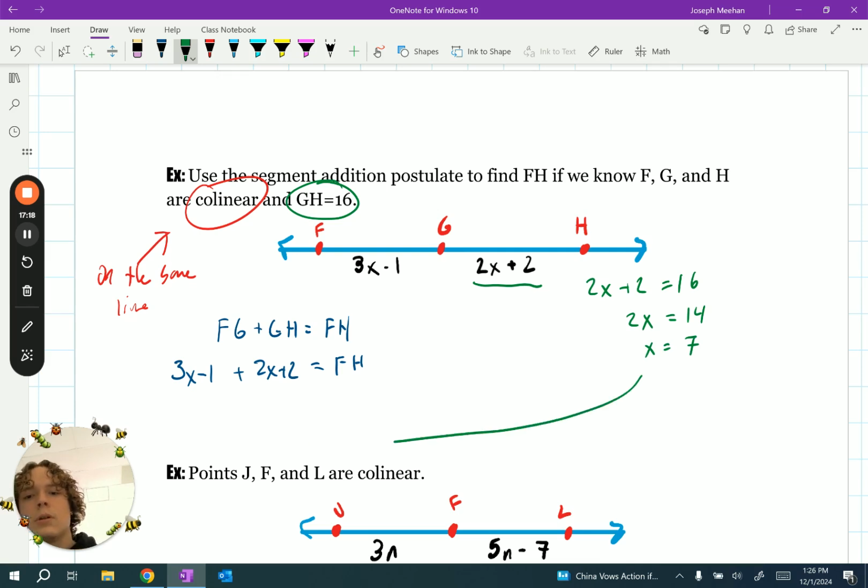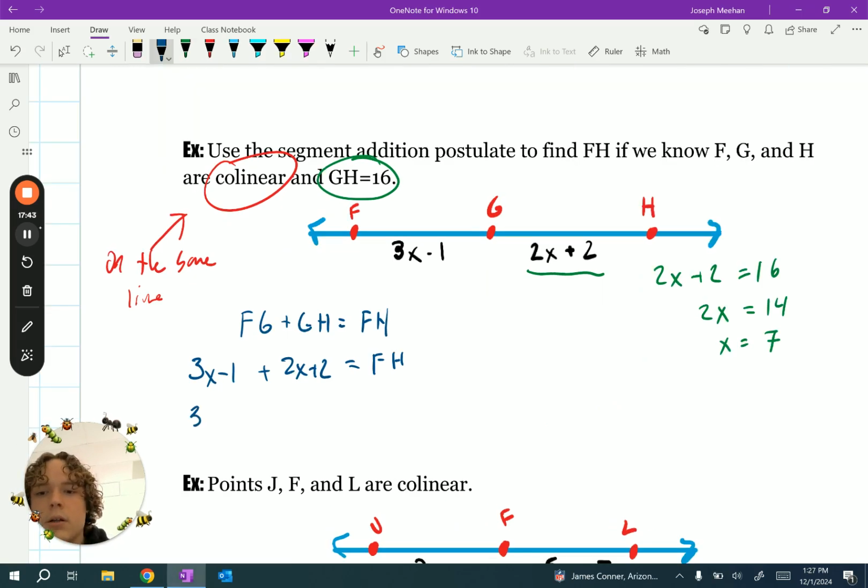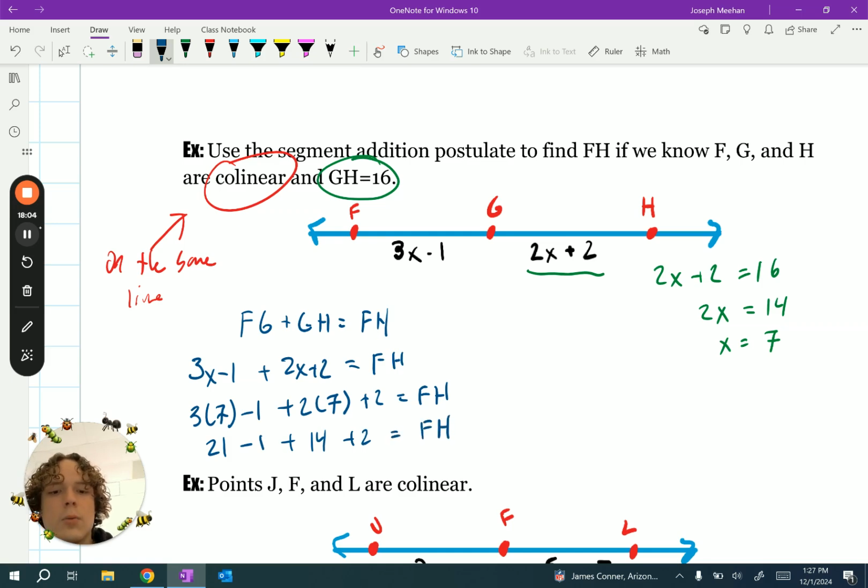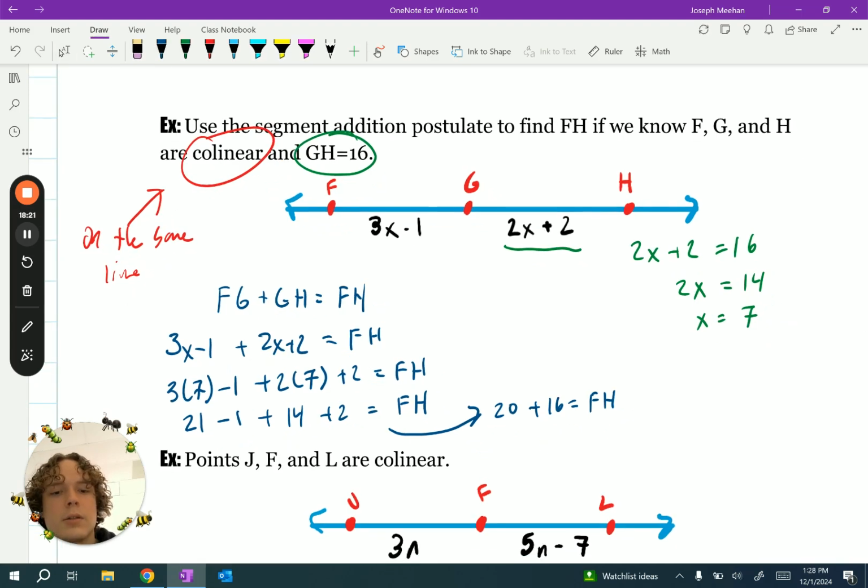And if x equals 7, skadoosh, we just plug it into our problem over here with our x's, right? So let's do it. We can say 3 times 7 minus 1 plus 2 times 7 plus 2 equals FH. 3 times 7 is 21 minus 1 plus 2 times 7, which is 14, plus 2 equals FH. 21 minus 1 is 20, plus 14 plus 2 is 16. 20 plus 16, that's 36, equals FH. So that's our final answer.